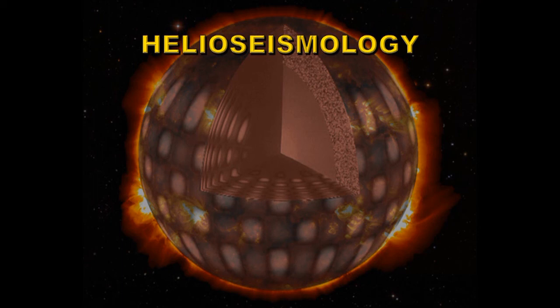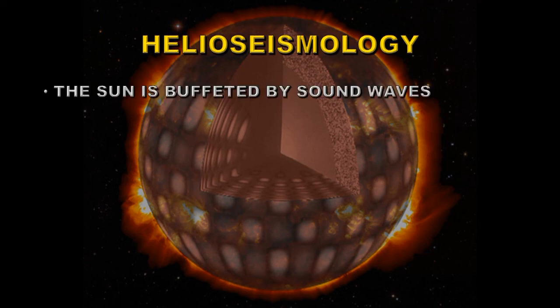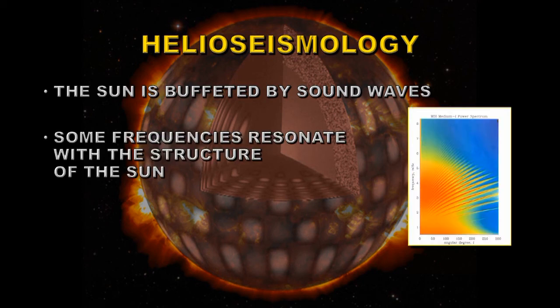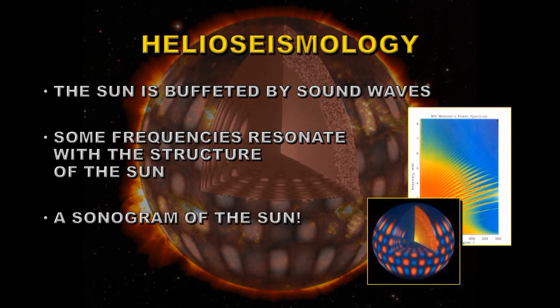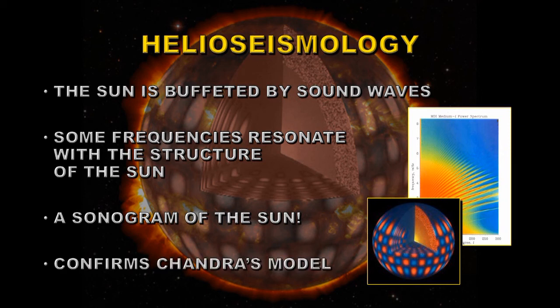But is there a way of confirming the model, actually looking inside the sun? And there's a new branch of solar physics that's come up in the last few decades called helioseismology. The sun is buffeted by a large number of sound waves at different frequencies. Some of those frequencies actually resonate with the structure of the sun. So you can build up a sonogram of the sun by observing the modes of oscillation of the sun. And that basically confirms the structure that we've been talking about. It confirms Chandra's original model.